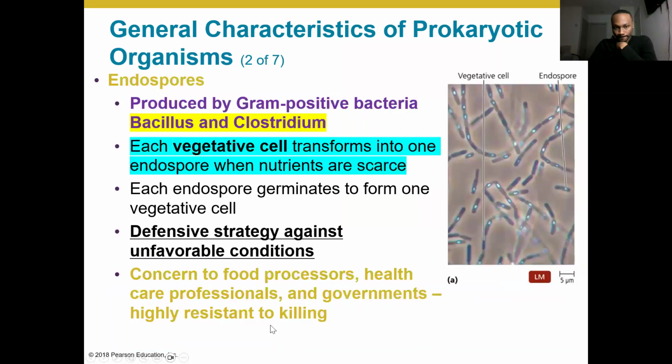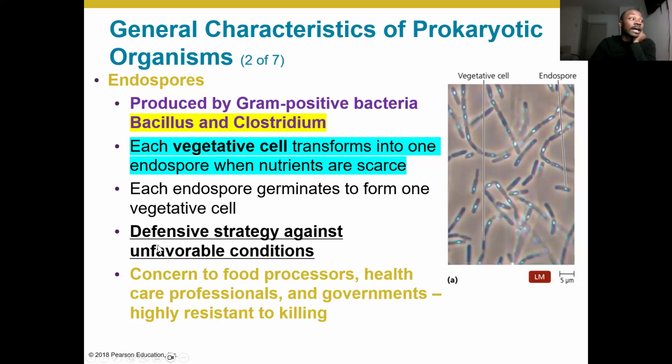Okay. Endospores are produced by gram-positive bacteria only. I'll give you an example: Bacillus and Clostridium species. Remember these examples. They produce endospores as a defensive strategy against unfavorable conditions. So they'll produce these endospores when nutrients are scarce.